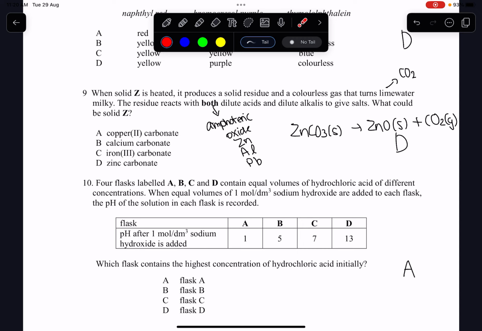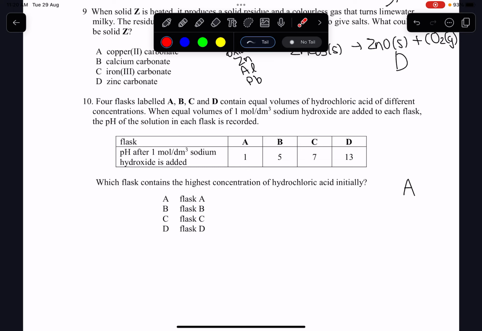So what is the reaction that happens when solid Z is heated? You have solid zinc carbonate. When it undergoes heating, or what we call thermal decomposition, it will form zinc oxide, which is your residue, and carbon dioxide gas.